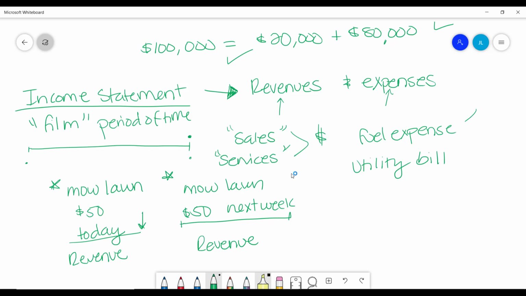So fuel expense might be an example of something that is paid right away. But a utility bill, usually you have until a certain date to pay that bill off. But it would still be seen as an expense because you already incurred that expense by using up those utilities, although you don't have to pay the bill until a later date. But I don't want to get into too much nitty-gritty detail there.